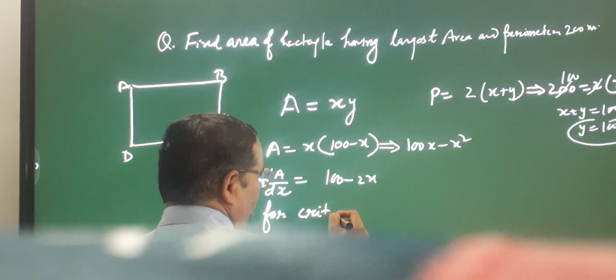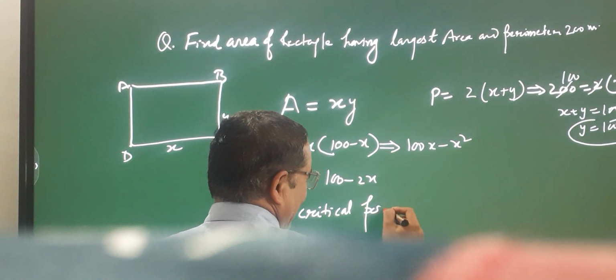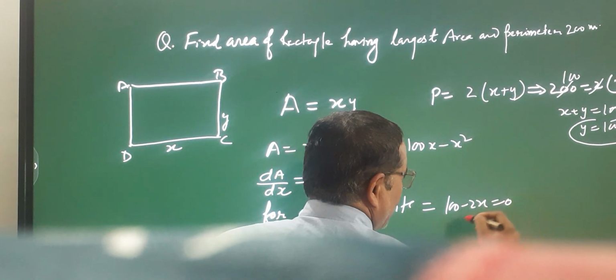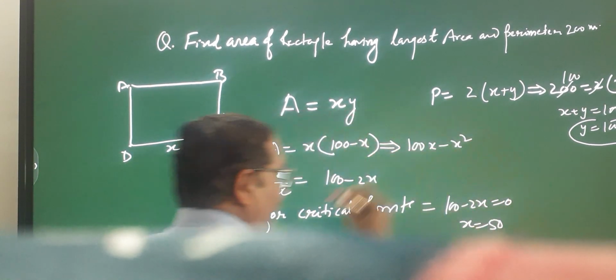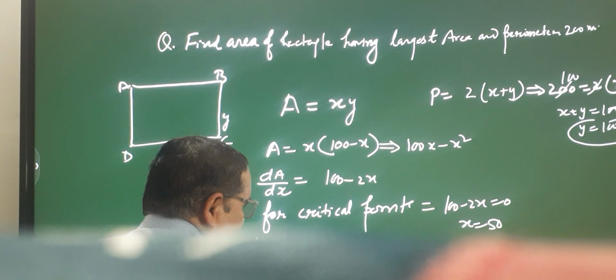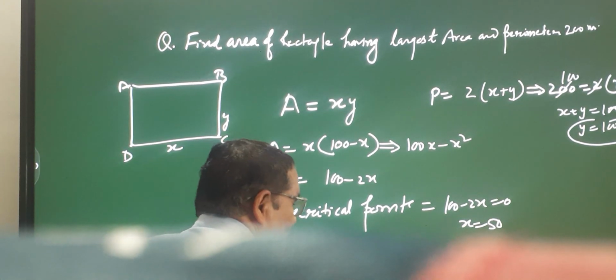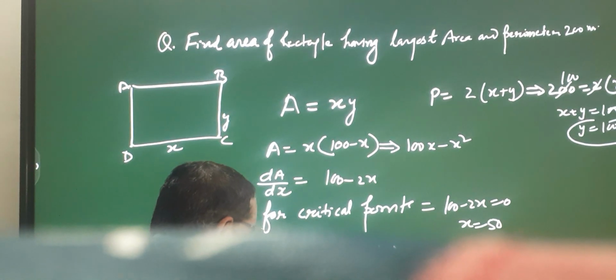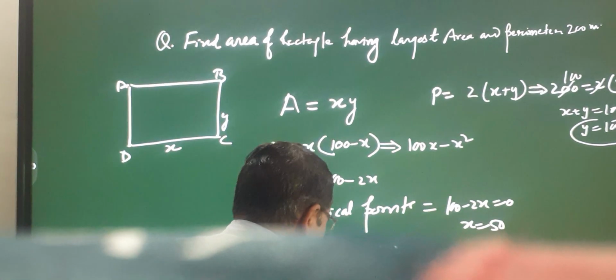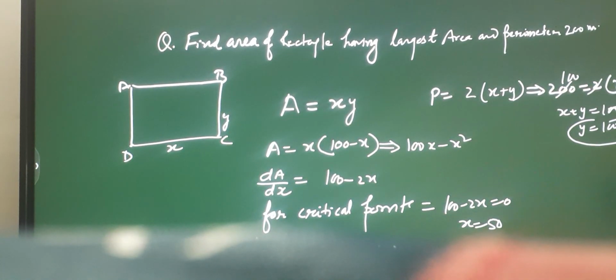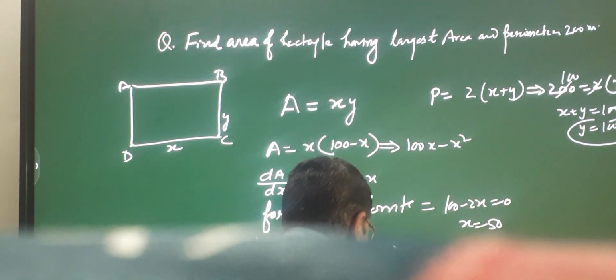For the critical point, I set 100 minus 2x equal to 0, so x equals 50. For maximum or minimum, what do we do? We take the double derivative. The double derivative, d2A upon dx2, equals minus 2. A negative value will be a maximum.